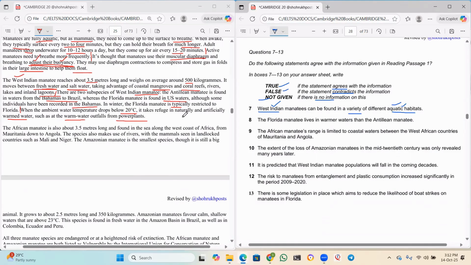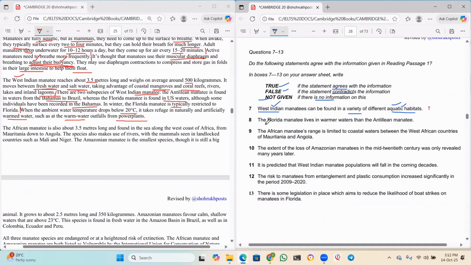Yes, sir, because it can be found in fresh waters, salt waters, and it can be found in the mangroves, coral reefs, rivers, lakes, lagoons. All these things are different aquatic habitats, right? So yes, seventh one is exactly matching. So I think the answer should be true now. Okay, because this one is exactly matching with what is given in the passage.